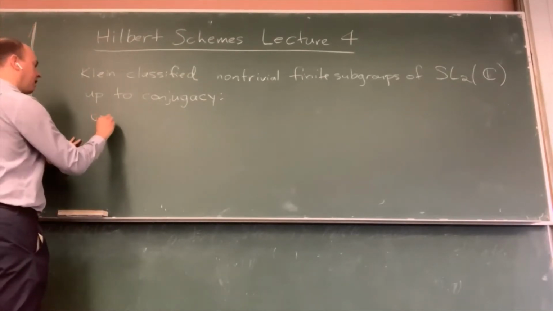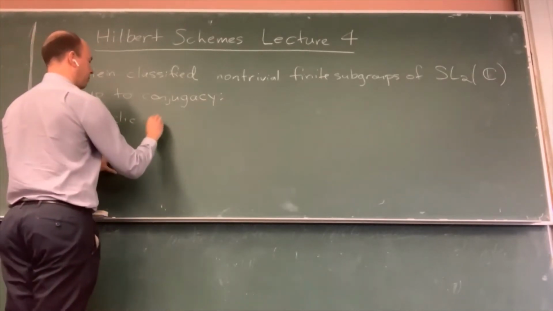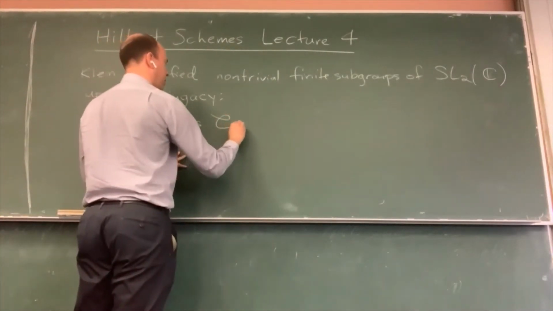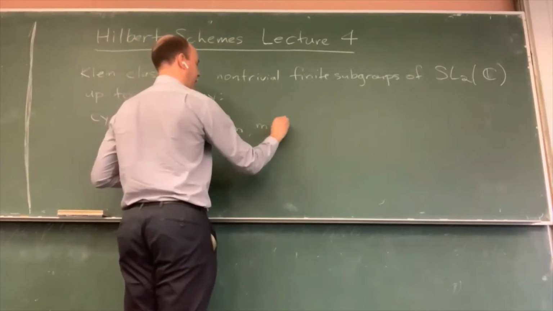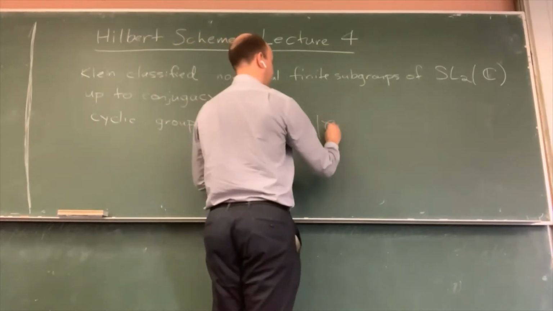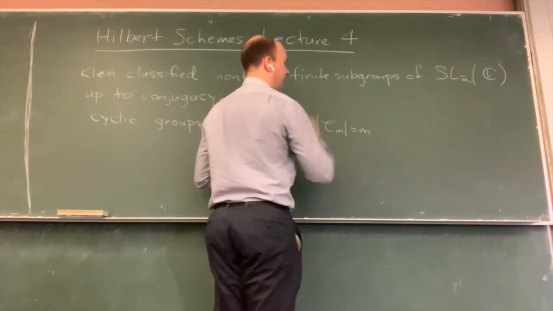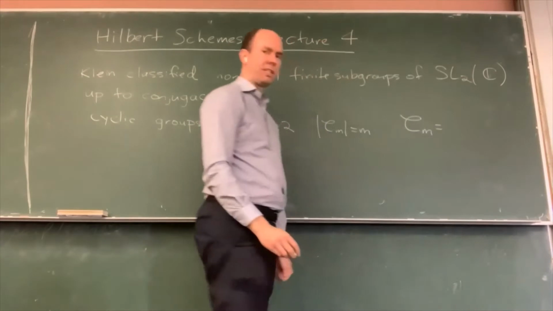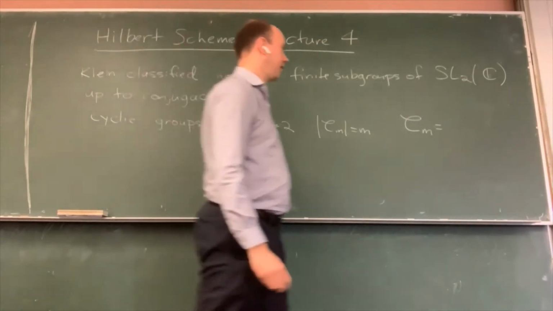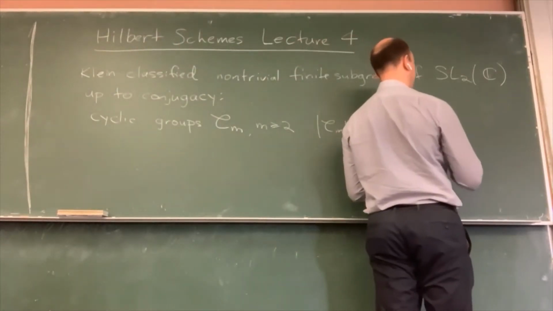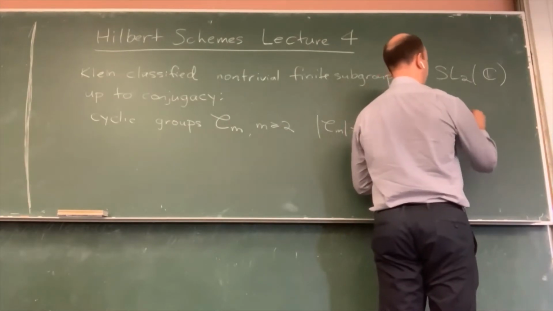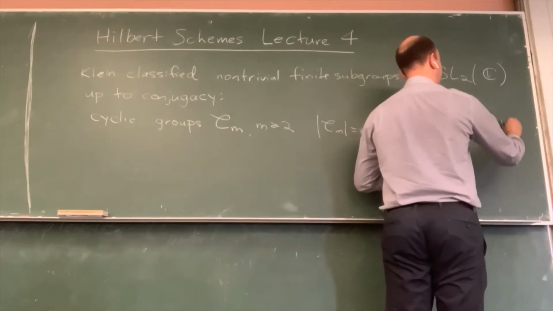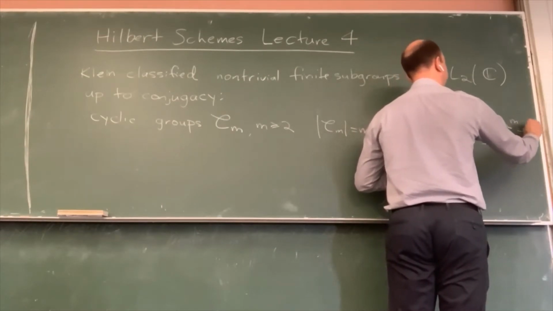There are the cyclic groups, which I write as Cm for m greater than or equal to 2. So these are cyclic of order m, and you can choose a particular representative of the conjugacy class of cyclic subgroups and say that this is the subgroup consisting of all diagonal matrices where zeta is an mth root of 1.